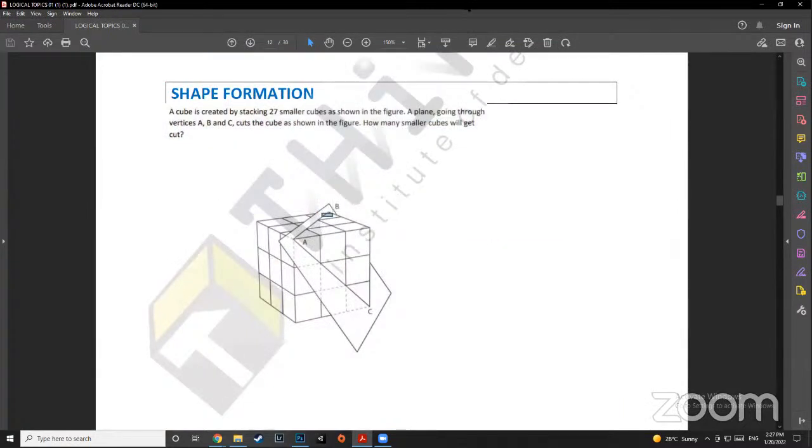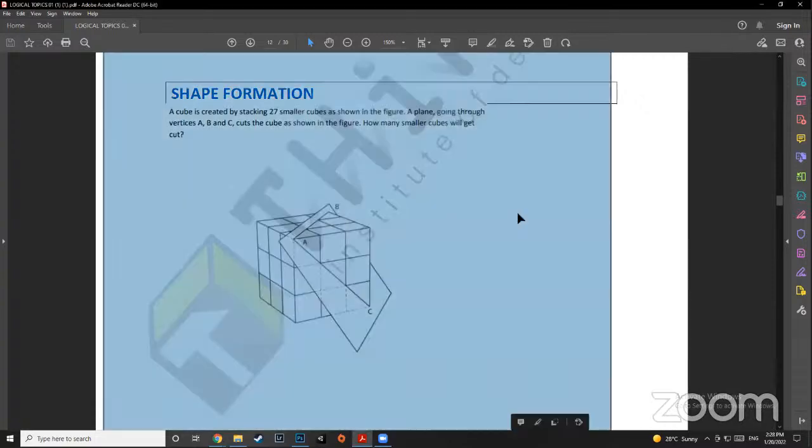If you pay attention, this center cube, right? The top part of it is not getting cut, but the bottom part where it goes here, it might be getting cut from here. So this cube is also getting cut. So you have to figure out, like this cube, how many other cubes might be getting cut. That is what you have to figure out.